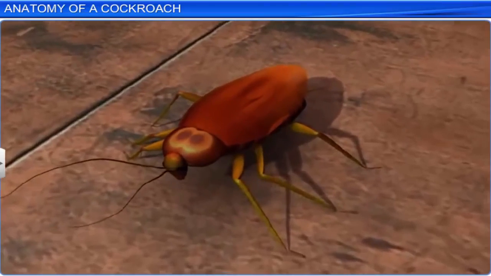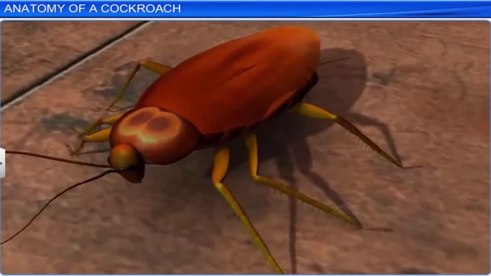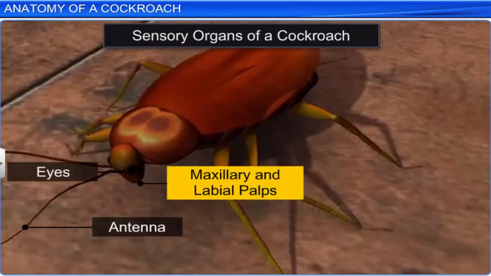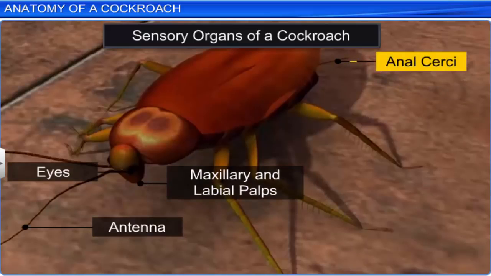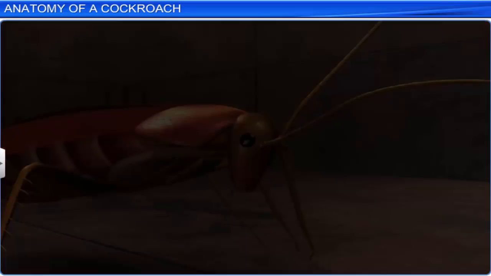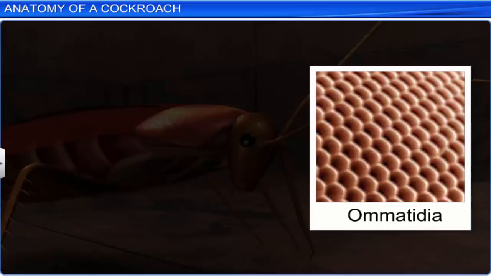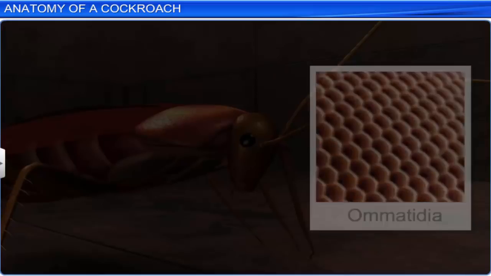Besides a well-developed nervous system, cockroaches also have many sensory organs such as antennae, eyes, maxillary and labial palps, and anal cerci. The head bears a pair of large compound eyes, and each eye consists of about 2,000 hexagonal ommatidia. These ommatidia form a mosaic vision of an object with low resolution. This vision is also known as nocturnal vision.